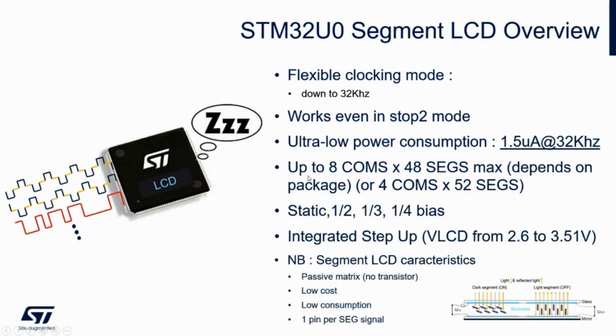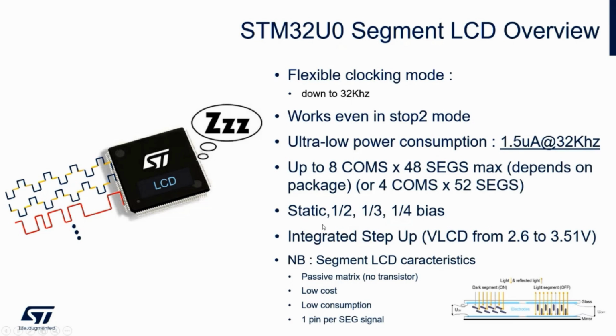It can have up to 8 COM and 48 segments. So it depends on the package. Here you have to check in the datasheet. If you use a very small package, you will have fewer segments. Or you can also have 4 COM and 52 segments if you want.